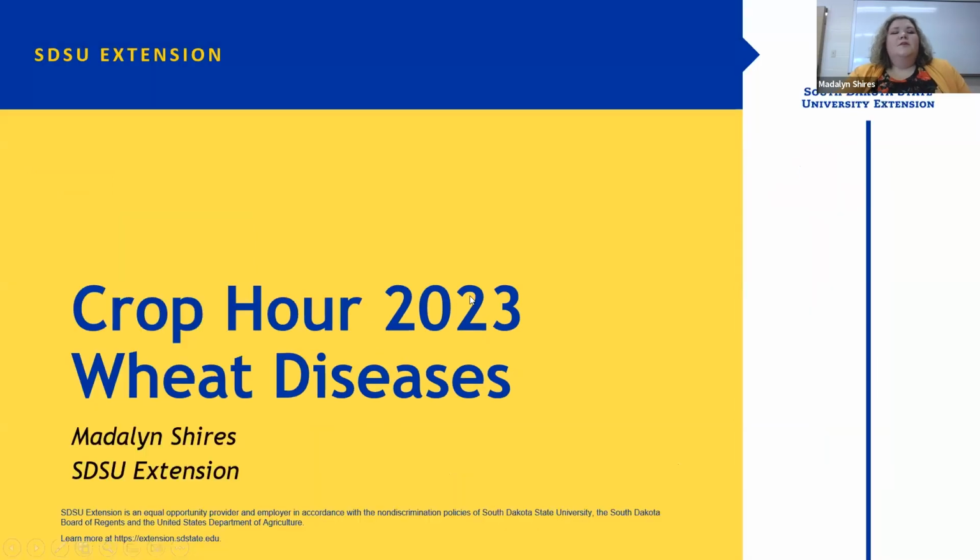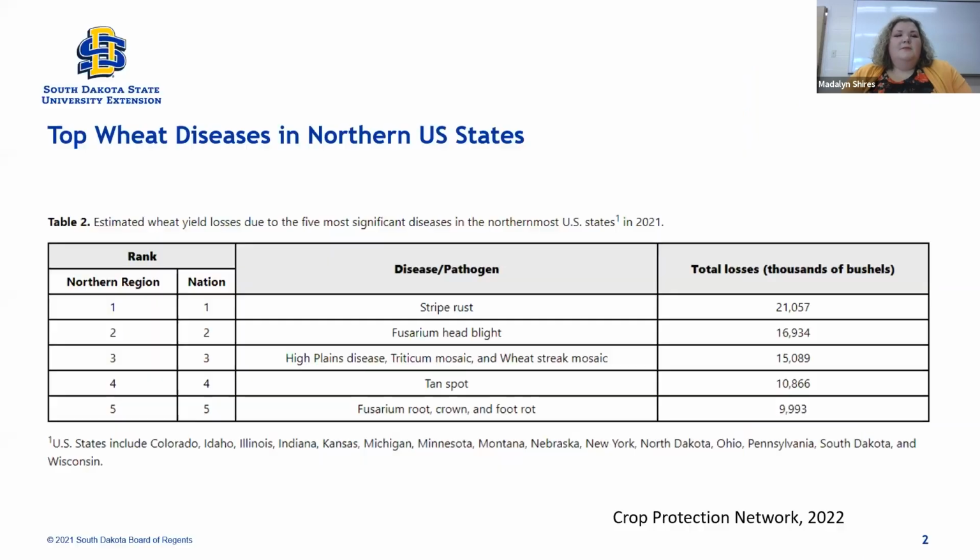All right. So if you've watched Crop Hour the last couple of weeks, you have probably seen that I have been just trying to talk about some of the most frequently reported diseases in the North Central region. Today, we're just going to jump into these. These are the top 5 reported wheat diseases for the Northern United States.